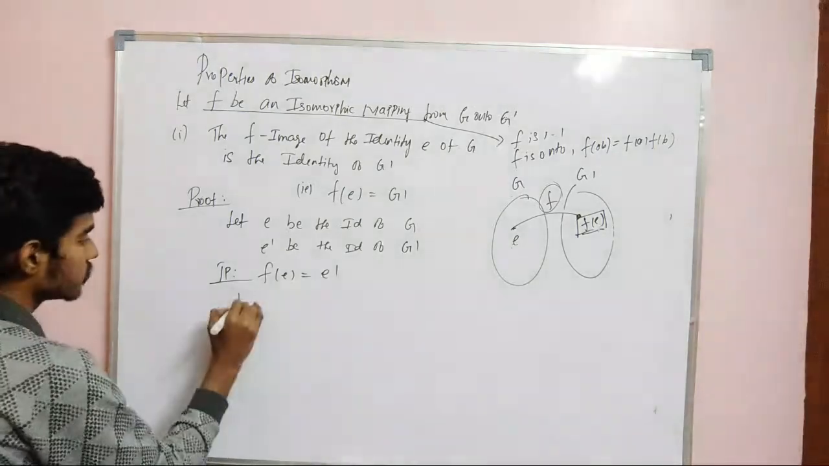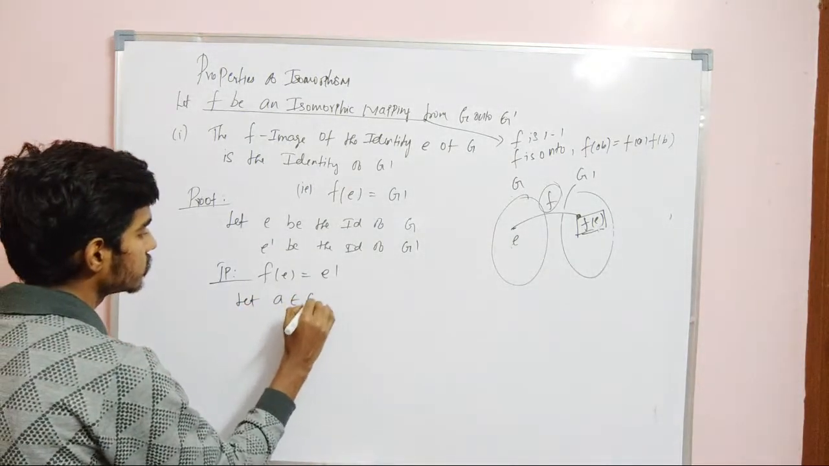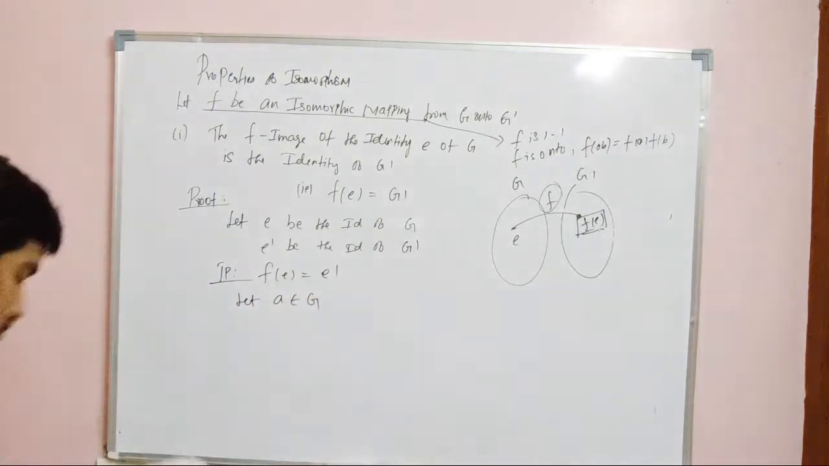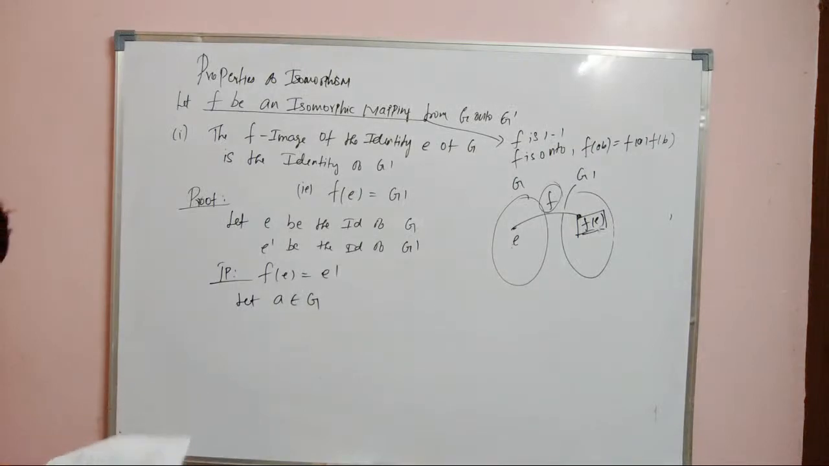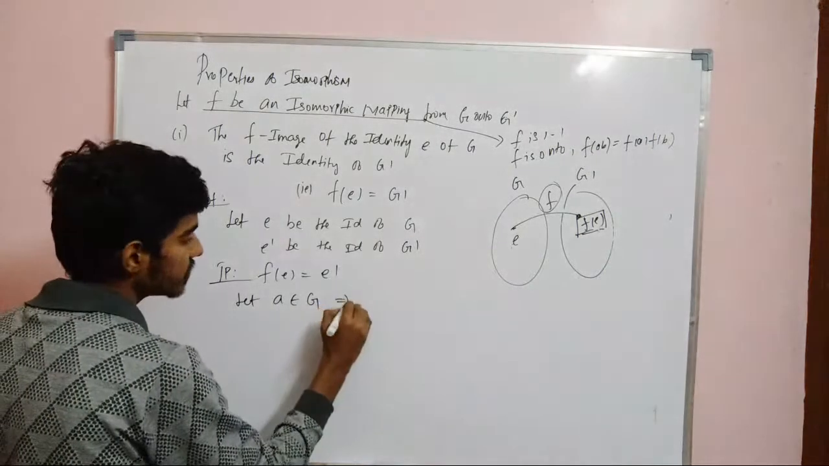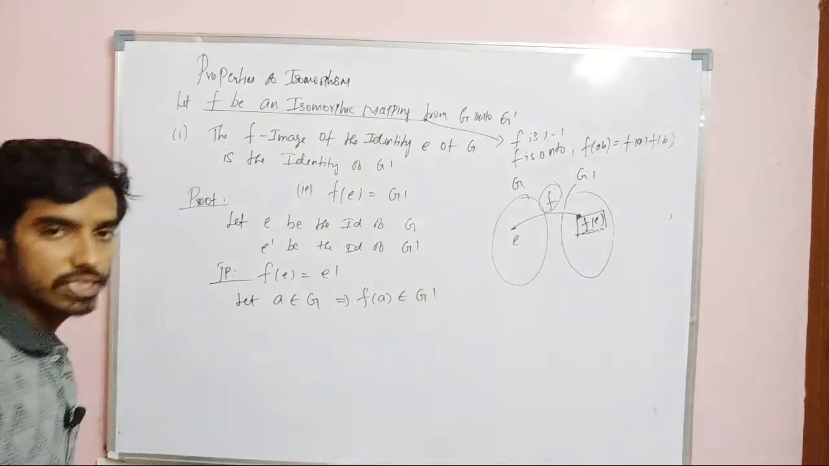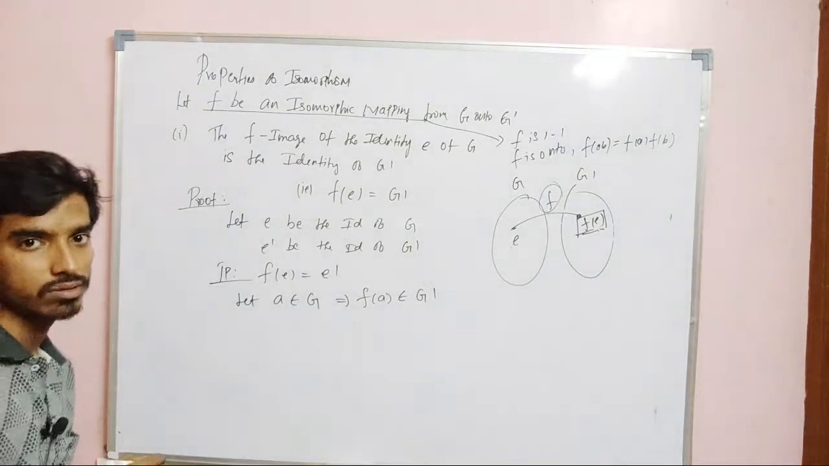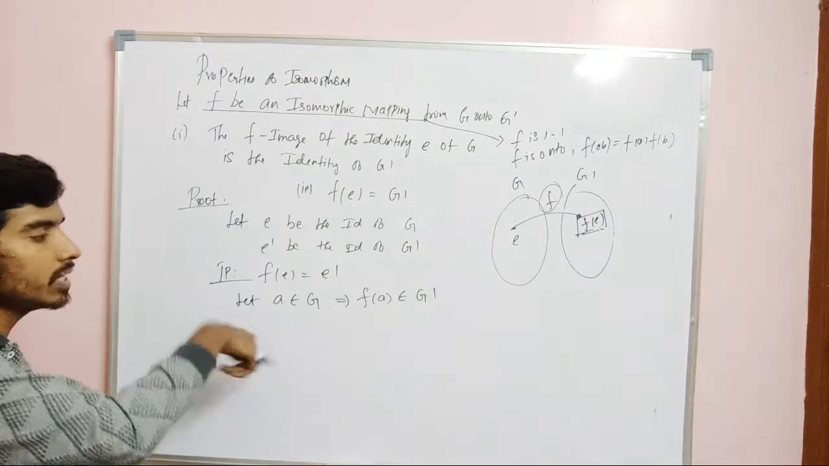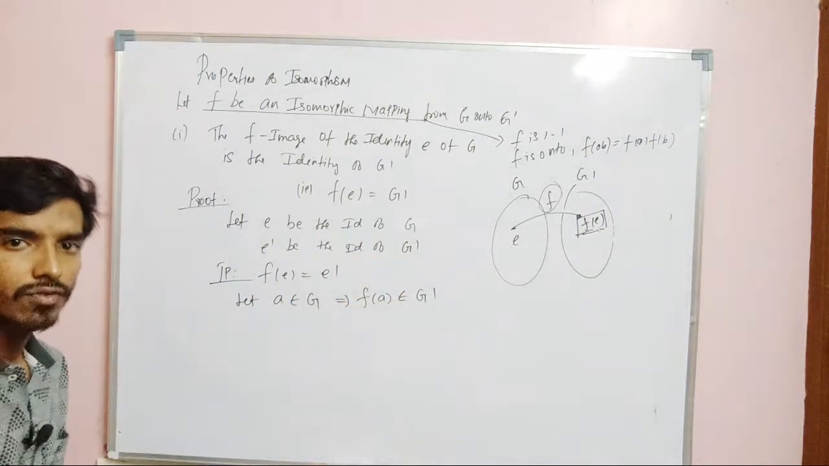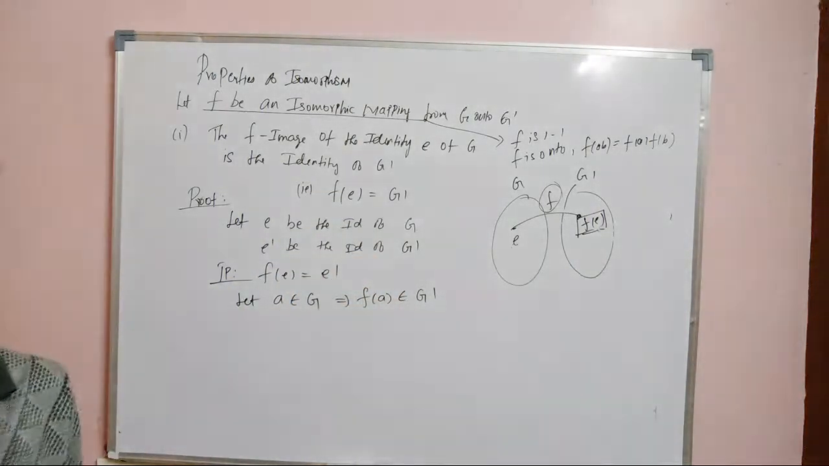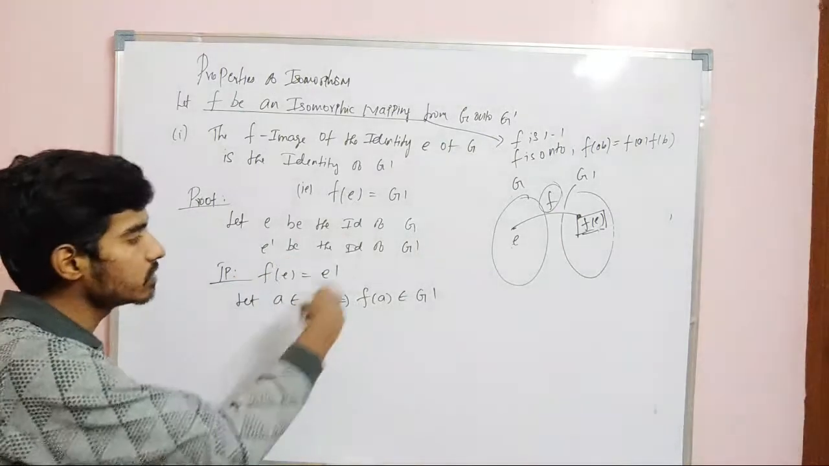So we will prove this. Let A belong to G. Then what can you say about F of A? This will be in G dash. Why? Every element will have some image, then only it will be a function. Right? Therefore, the image will be in G dash.